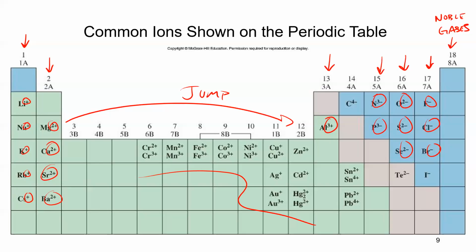Okay. Any questions about those main group ions and sort of how we come up with the charge on those ions for the main group elements? All right. Hearing none, let's move on.